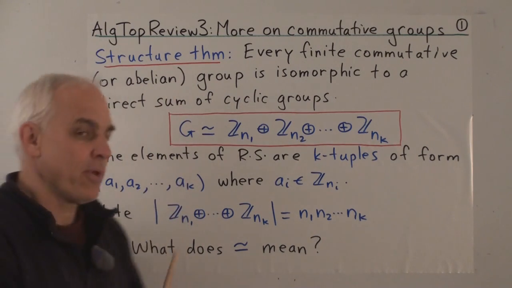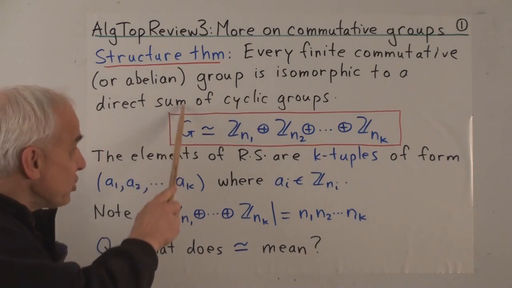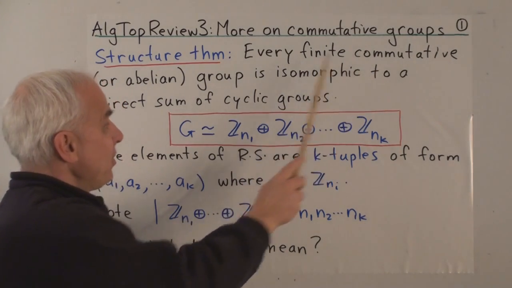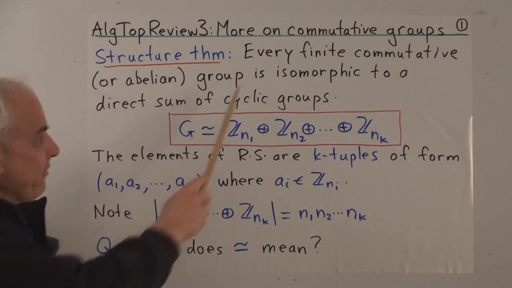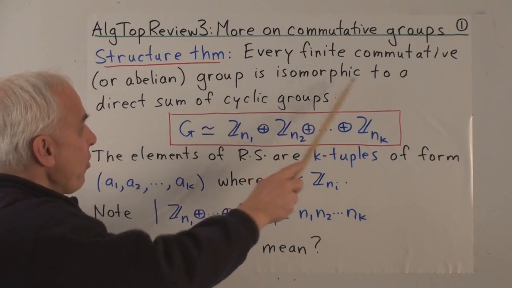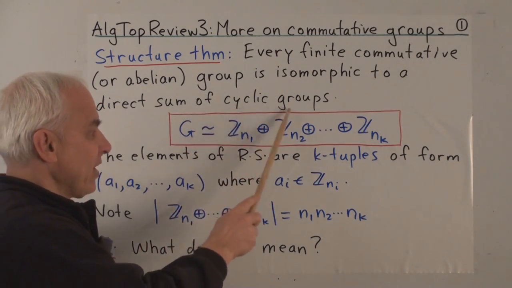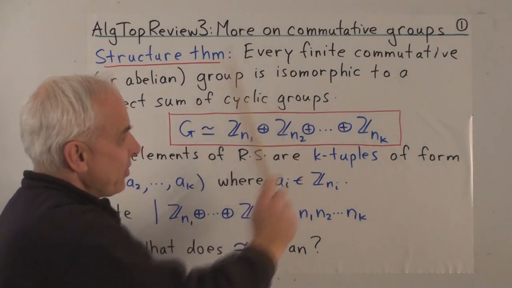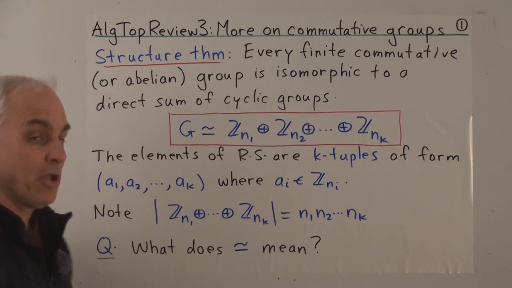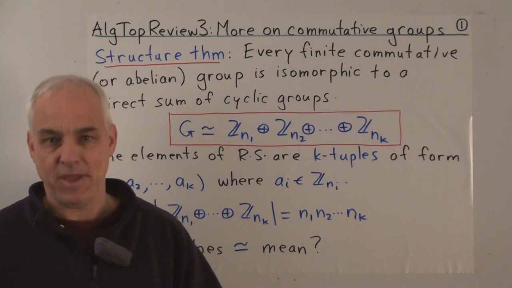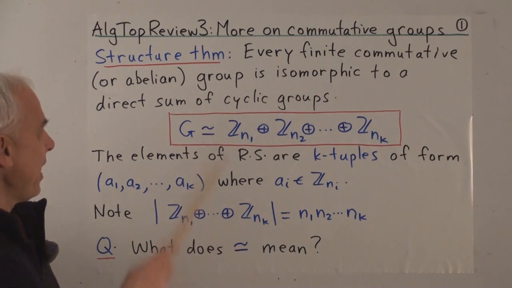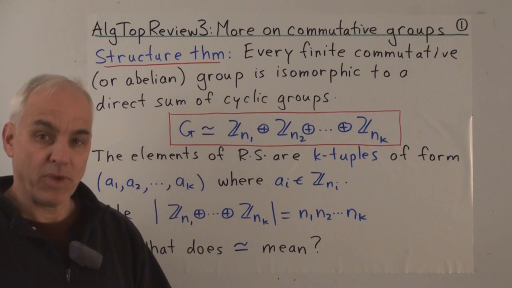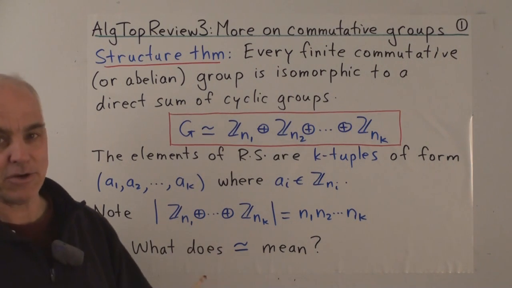So we ended up with the last lecture mentioning this important theorem, the structure theorem for finite commutative groups. Every finite commutative group is isomorphic to a direct sum of cyclic groups. This might be a good place to mention that the word commutative and the word abelian mean pretty well exactly the same thing. Abelian is named after Niels Abel, who was a very important Norwegian mathematician, one of the pioneers of group theory.